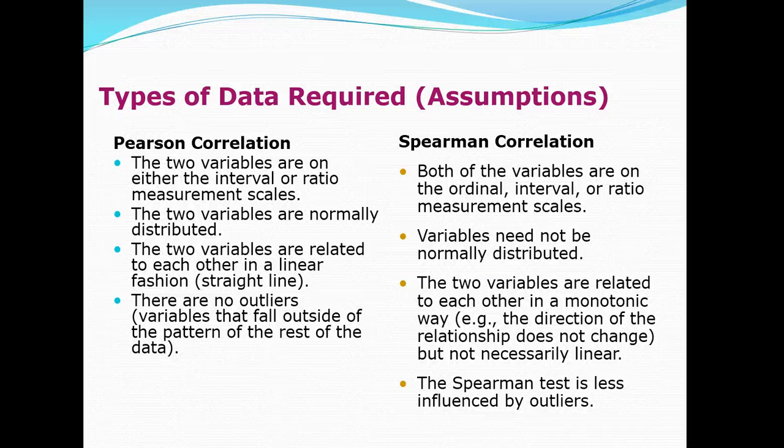And then the other rule of Spearman is that the two variables are related to each other in a monotonic way. What does that mean? Well, one example is that the direction of the relationship does not change, but it's not necessarily linear either. The characteristics of the two variables are monotonic, so the direction of the relationship does not change between the two variables. And then the last one is that the Spearman test is actually less influenced by outliers.